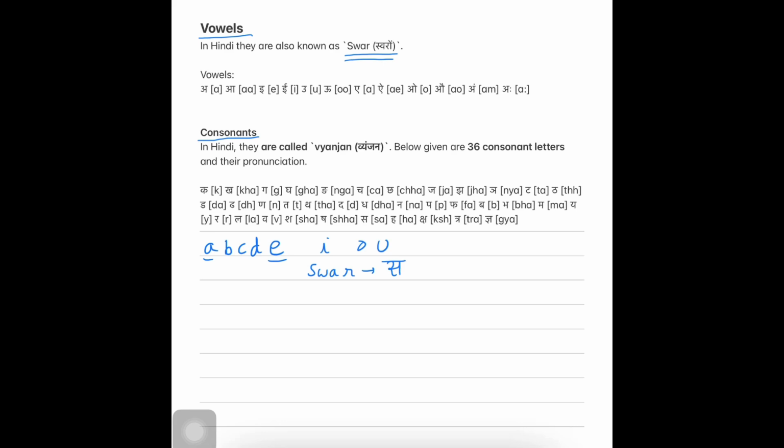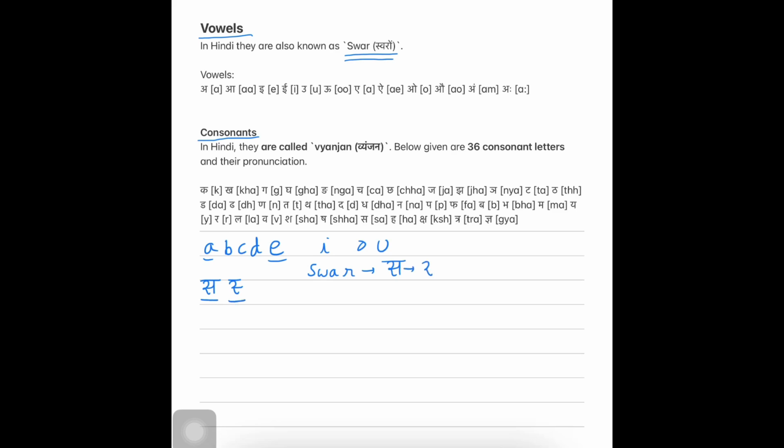Now one thing that I would like to tell you is that in Hindi many a times we write certain alphabets not in their complete form but in their half form. So here sa is not written as sa, it is written in a half form, which is called half sa or adha sa. Adha means half in Hindi. So this sa is written as this.